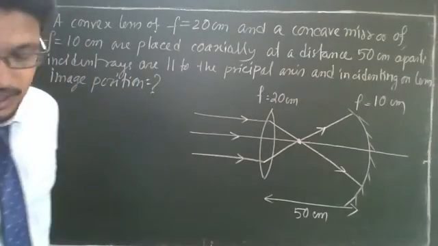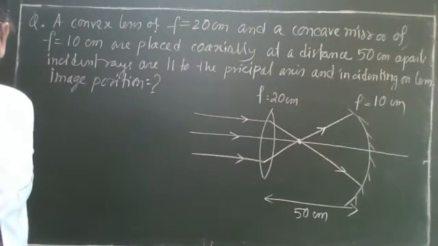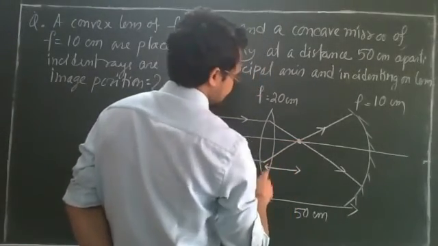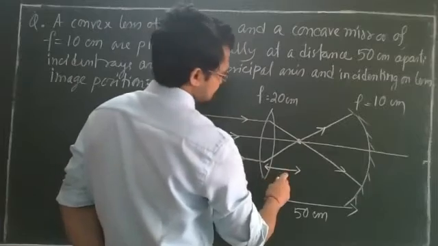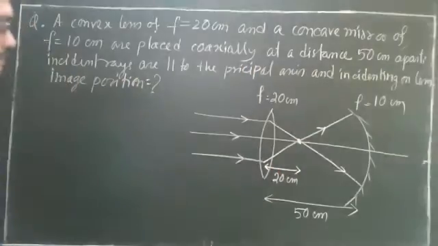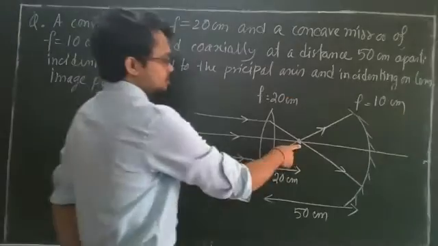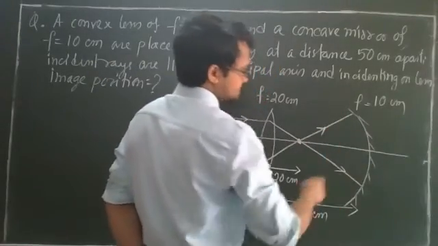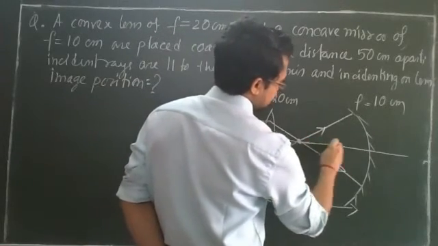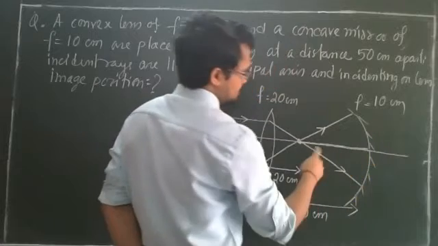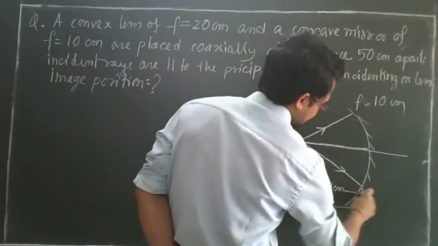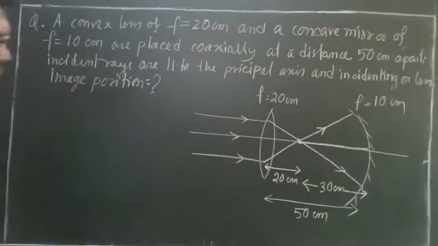We do not need any kind of calculation for the lens because the image will be formed here. This is the image distance for the lens. It is how much? 20 centimeter. Now this image will behave as the object for the mirror. So if this is 20, then the object distance for the mirror will be this. What will be the object distance? The object distance will be 30.